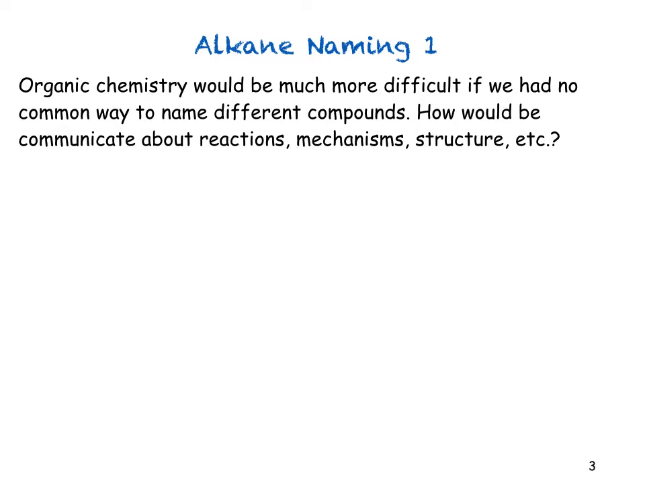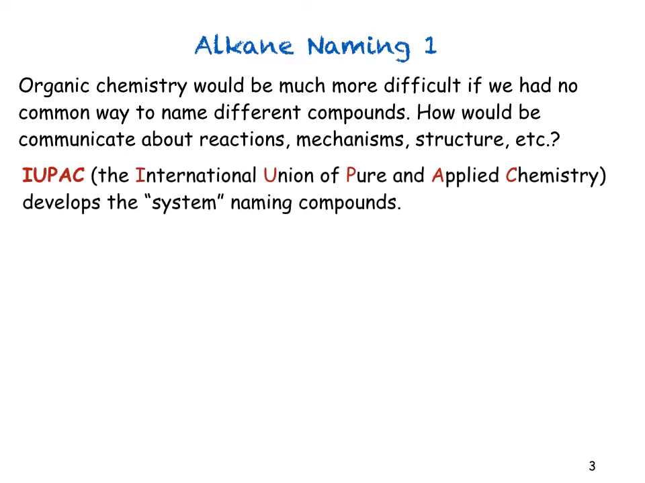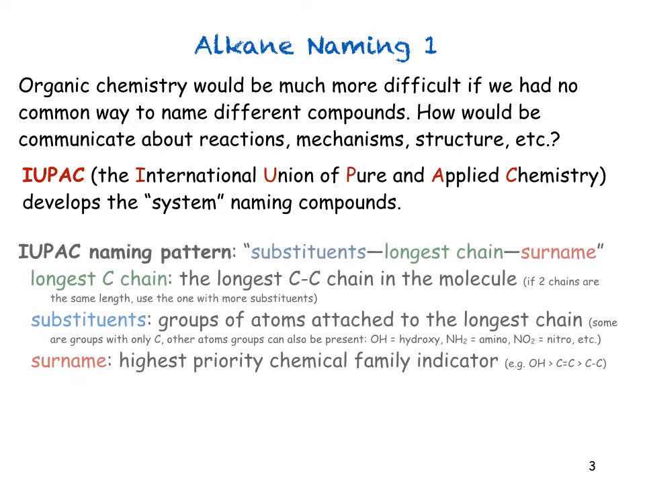Let's talk about naming alkanes, but before doing that, I want to mention that if we didn't name alkanes, we'd have a really hard way of communicating with each other about chemistry. And actually, in the early days, every new compound that was discovered was given a different name with no systematic way to do this. So you had to memorize the names of a whole bunch of compounds. We don't have to do that anymore because IUPAC, the International Union of Pure and Applied Chemistry, developed a system for naming compounds. And that system is something like this.